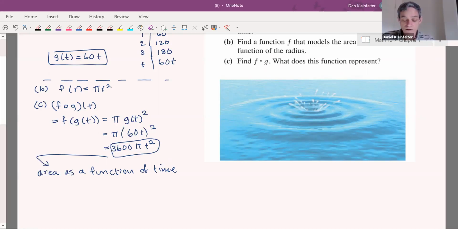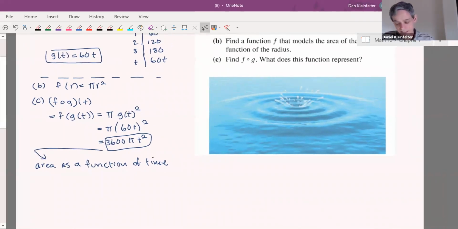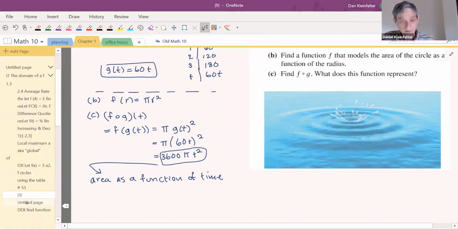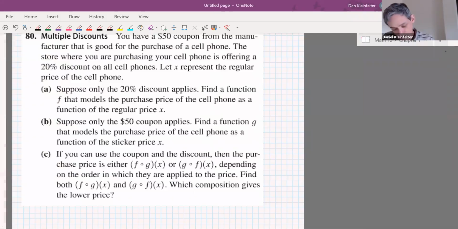We were able to kind of skip over that g function and go straight to saying, okay, well, if the input is t, what is going to be the output area? Like I said, it's a little contrived, but it does give a sense or feel for how composition can be used. One more application. So let's take a look.